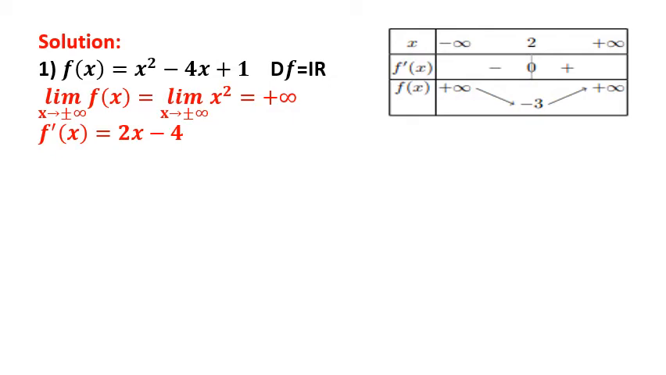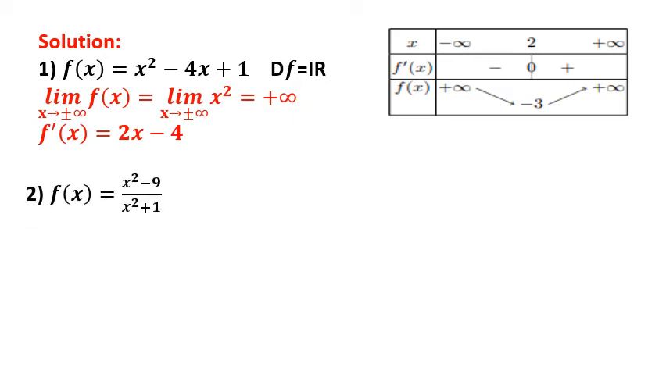The sign of f prime is the opposite sign of a before the root and the same sign of a after it. a is 2, it's positive, so the opposite sign of a is minus and the same sign of a is plus. When f prime is minus, f is decreasing. When f prime is positive, f is increasing. The limit at minus infinity is plus infinity, and the limit at plus infinity is plus infinity. We substitute 2 in f and get minus 3, which is the minimum value of f.